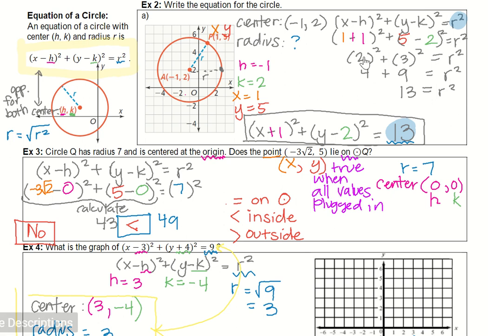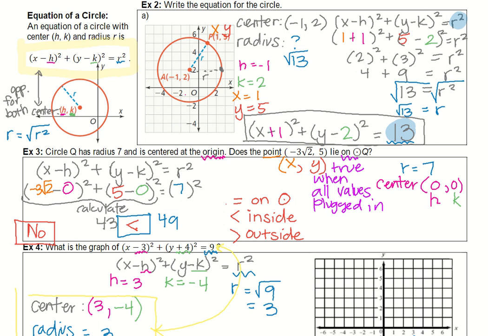However, if they asked us what the radius was, right, if they wanted to know the radius, we would have to square root to find the radius. So the radius is the square root of 13. But the number in the equation is just 13 because that's r squared.